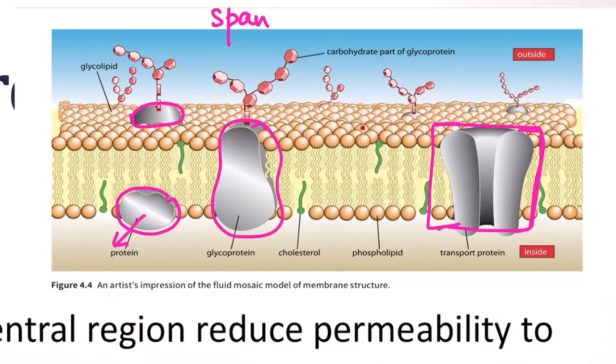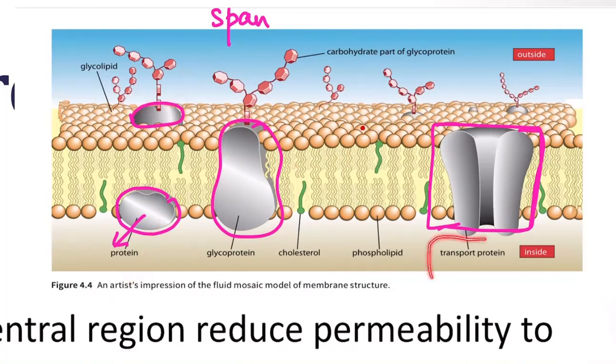Yes, miss. We have different kinds of these proteins. So either they can be just found on the exterior, okay? Or they can be just found on the interior, or they can cover the entire phospholipid bilayer. And different kinds of proteins have different functions. Let's take them one by one.